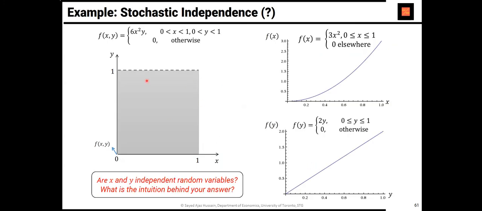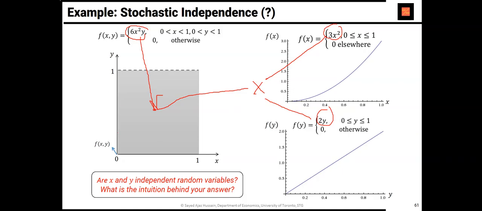Quick example. Is this independent? Ooh, interesting. So what you're asking is, pick any point right here. Is the density here in terms of x and y equal to this thing multiplied by that thing? So this thing right here is 6x squared times y. This is 3x squared multiplied by 2y, and voila, that is equal to 6x squared y. So x and y in this case are stochastically independent.